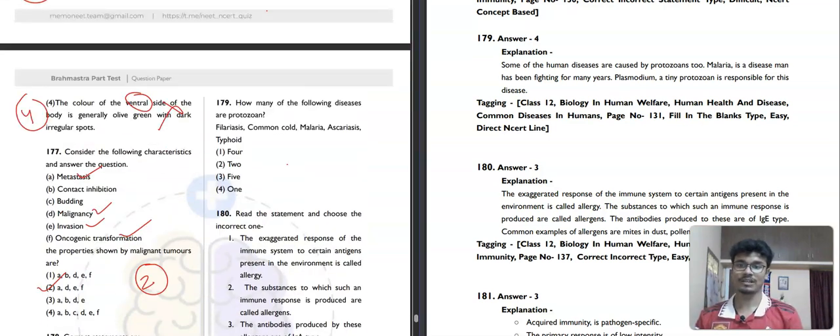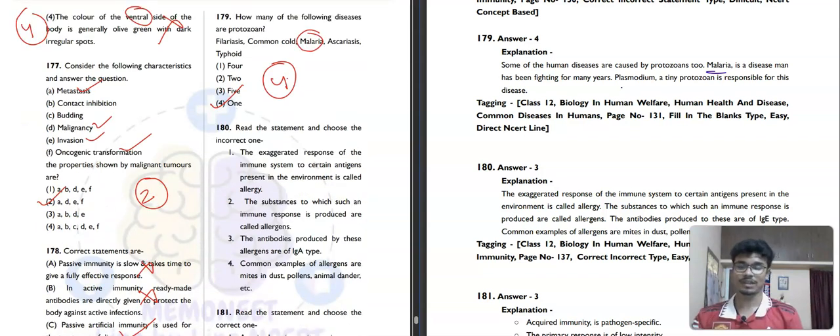How many of the following diseases are protozoan? Some of the human diseases are protozoans: malaria, then malaria. This is the only protozoa. So the fourth option is our correct answer. And question number 180.